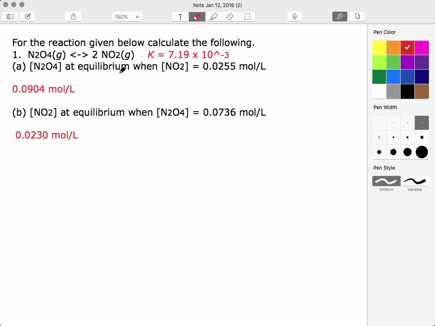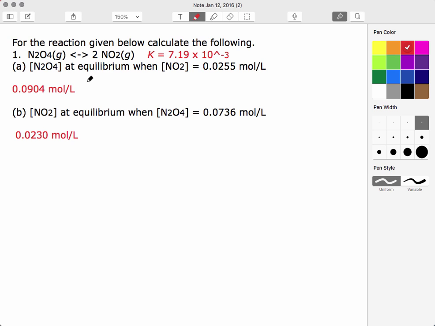The answer at equilibrium, meaning that when everything's done reacting and it meets some steady state, when the molar concentration of this part, which is this stuff right here, is 0.0255 moles per liter, what is the concentration of the other stuff? So this number here tells us that relationship, and here's how that number works. This number is called an equilibrium constant, and the K value for this stuff, here's the answer, by the way.